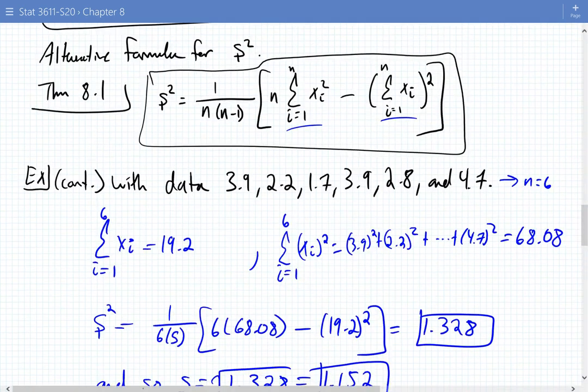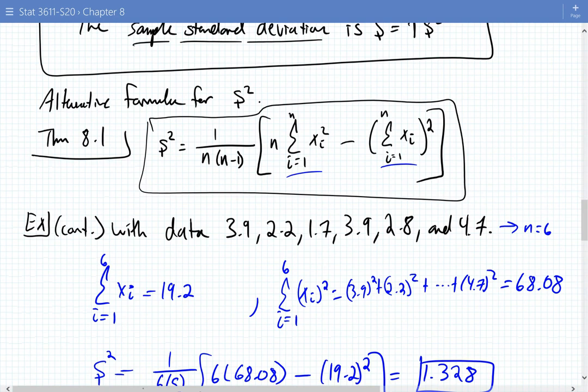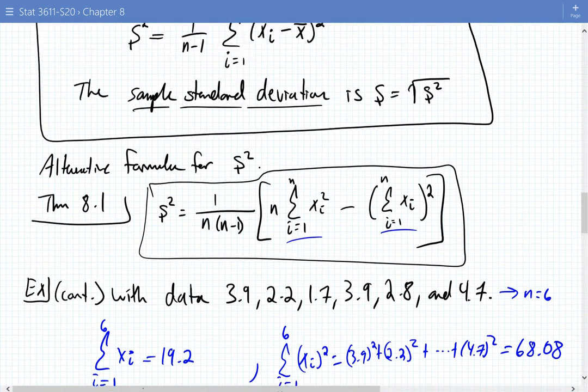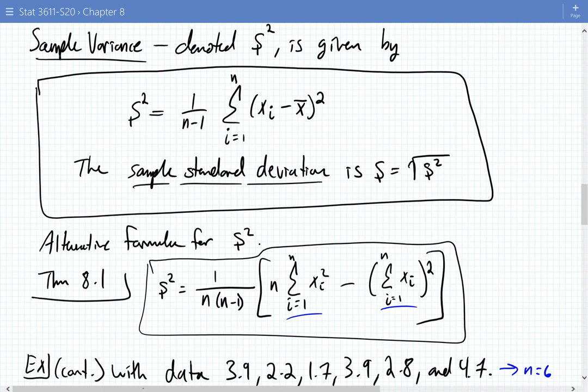All right. What I want to do in the next video, I'll cut this one here. In the next video, I do want to go through a proof, just for us to see that these are in fact equal. So in the next video, we will prove theorem 8.1, just so we know that we are allowed to use it with good right.